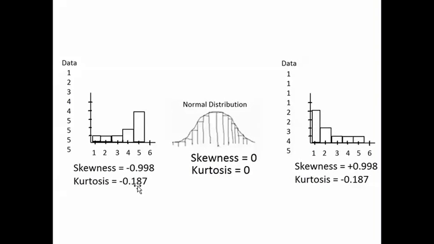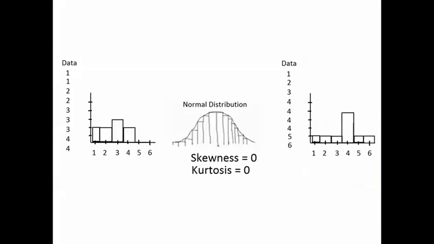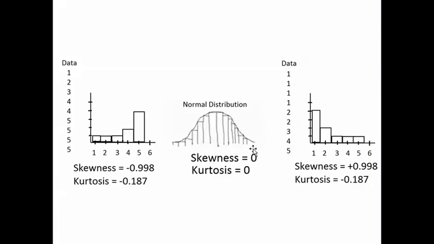The kurtosis value is equal, they're both negative 0.187, because the flatness of this data set and the flatness of this data set are the same, which is why they have the same amount of kurtosis. And also, remember that the normal distribution has a skewness and kurtosis of 0.